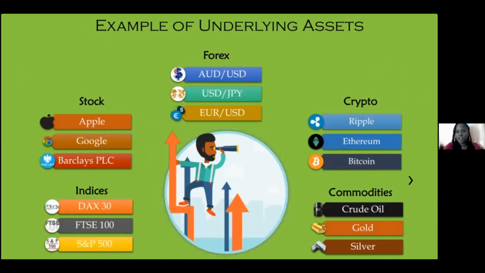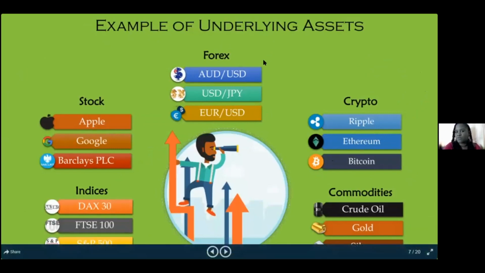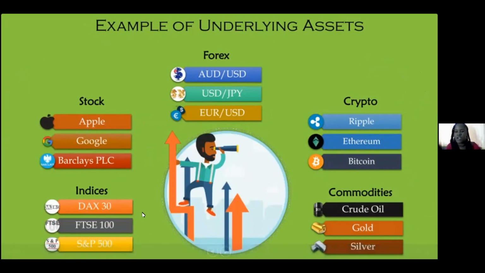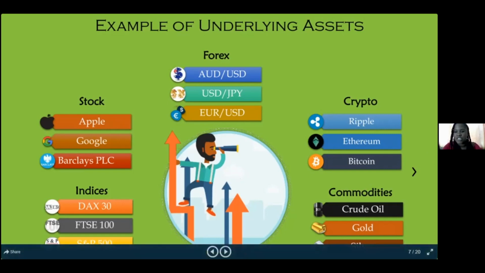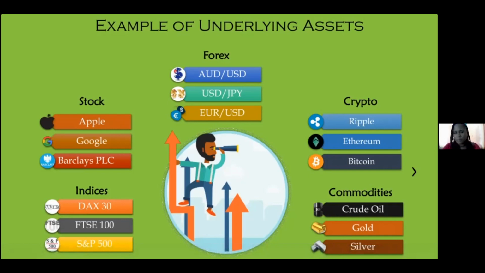So an example of underlying assets, as I said, so forex, for example, AUD USD, that's the Australian dollar versus the US dollar, the US dollar versus JPY, Euro USD, which is Euro dollars USD, right? Stocks, Apple, Google, Barclays, indices, the DAX 30, FTSE 100, S&P 500, crypto, Ripple, Ethereum, Bitcoin, commodities, crude oil, gold and silver, and many more. Okay, so these are just examples of assets that you are able to trade on a binary options platform.